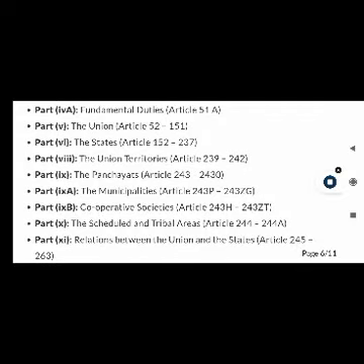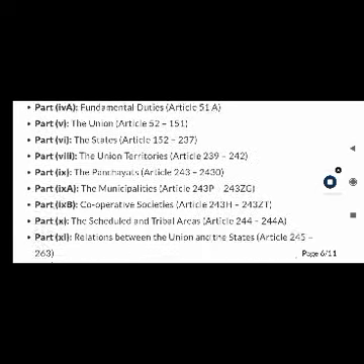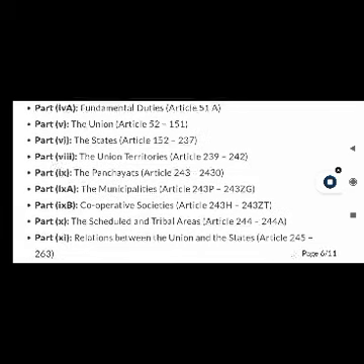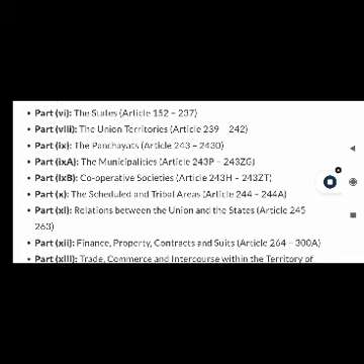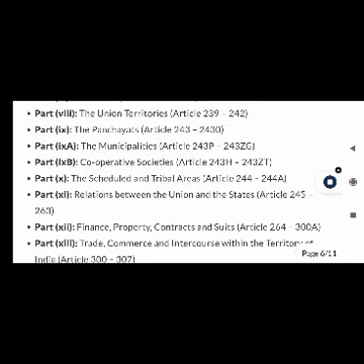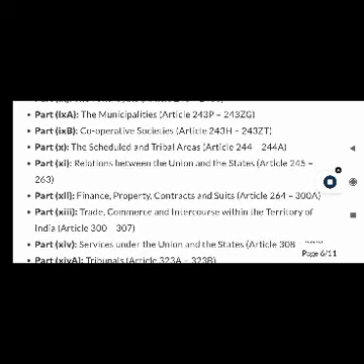Part V: The Union, Article 52 to 151. Part VI: The States, Article 152 to 237. Part VIII: The Union Territories, Article 239 to 242. Part IX: The Panchayats, Article 243 to 243O. Part IXA: The Municipalities, Article 243P to 243ZG. Part IXB: Cooperative Societies, Article 243H to 243ZT.